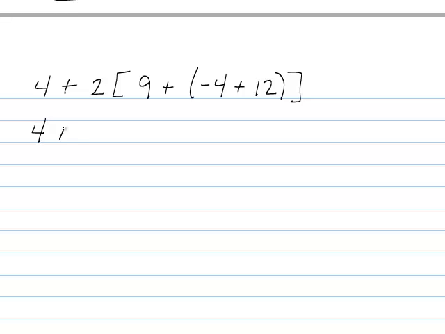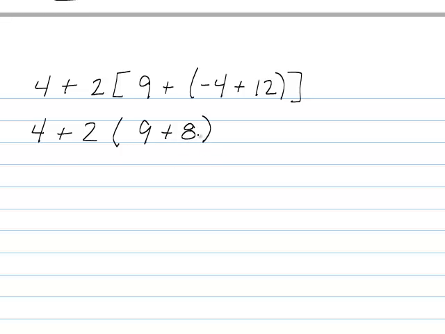Okay, so 4 plus 2 times, and then we'll change this into a parenthesis because we're going to eliminate the inside parenthesis. 9 plus, here I have negative 4 plus 12. I have two different signs, so I find the difference between them. 12 minus 4 is 8. 12 is the greater, and it is positive, so this will be positive 8.